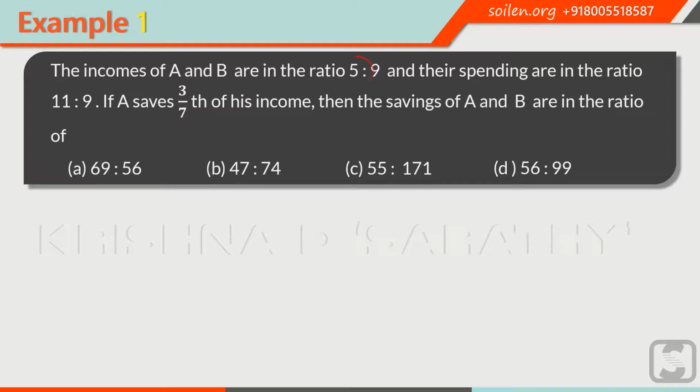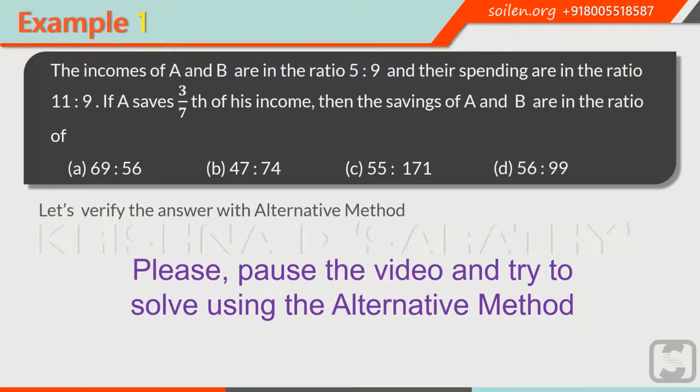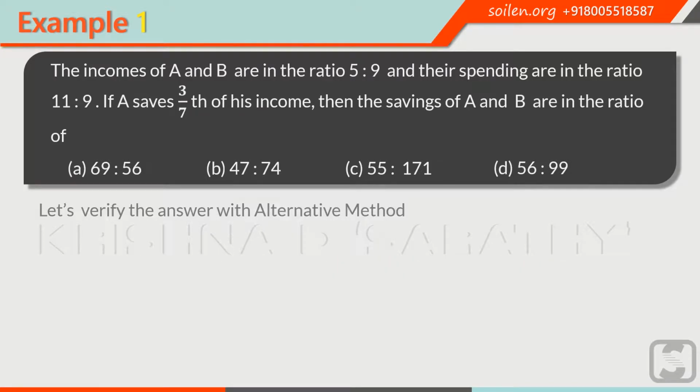Here, A's income is 5 and spending 11, so the answer must be divisible by 5 or 11. 5 times 11 equals 55. I am sure you got the correct answer, the option C. Let's solve this question with the alternative method, and verify the answer. You can pause the video and try to solve. If you find any difficulty, please go back and watch the alternative method again.